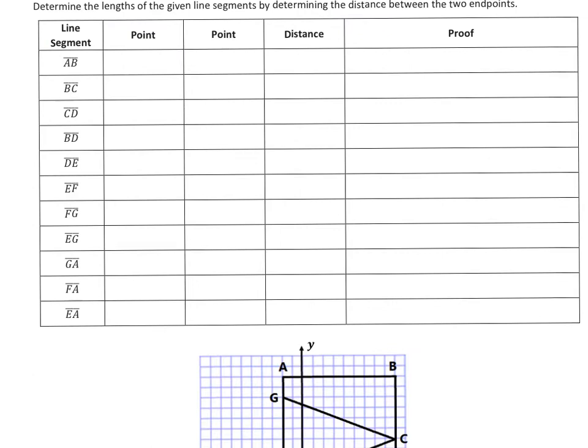In this table, it's identifying for us which line segment we're looking at. Then we need to identify the endpoints. In this case, it's going to be point A and point B. We know that because we're looking at line segment AB. We want the distance between these 2 points, and then we're going to use a mathematical proof to prove that we're right. I don't need to shift the window to see line segment AB because it's right here. So let's take a look.